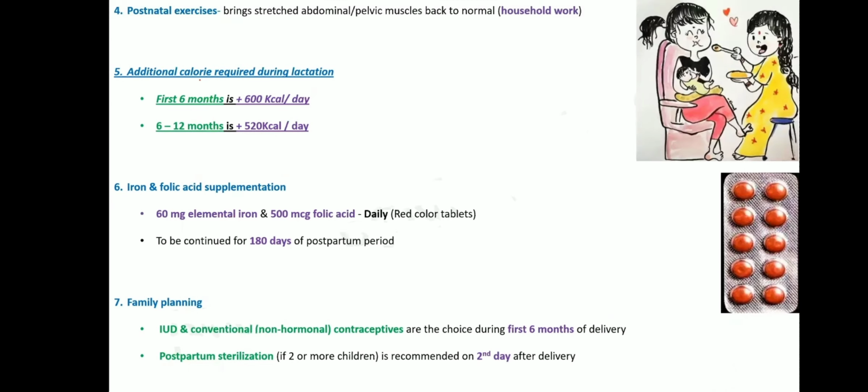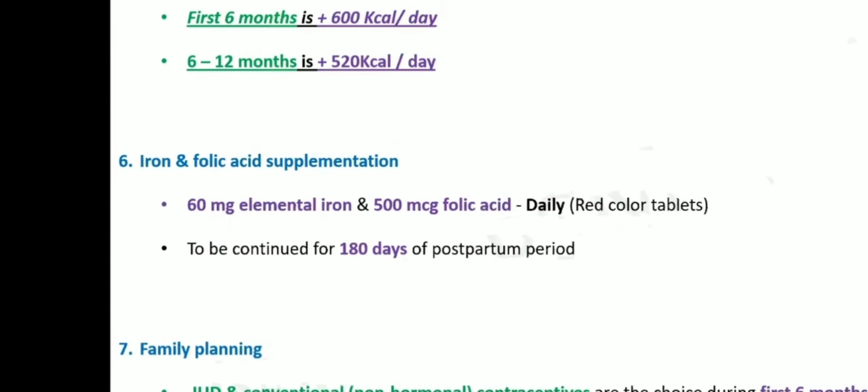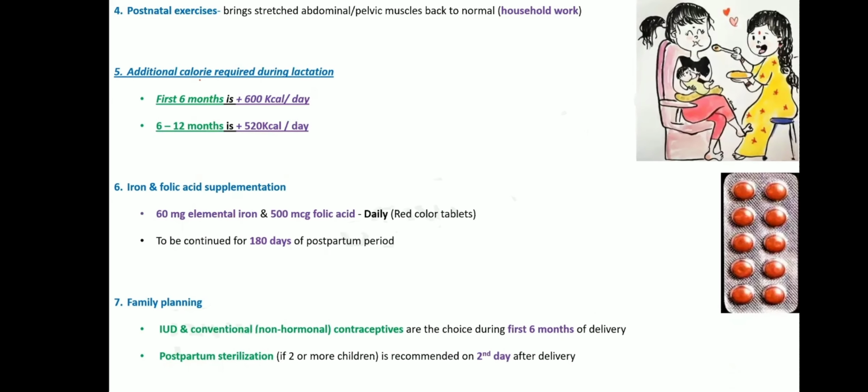Okay, iron and folic acid supplementation. Even in ANC, we saw 60 to 100 mg of elemental iron and 500 mcg of folic acid tablets, the red color tablets you can see here, provided to the mother. They have to be continued for 180 days of the postpartum period. We have studied this in the ANC lecture. We will also revise it again here.